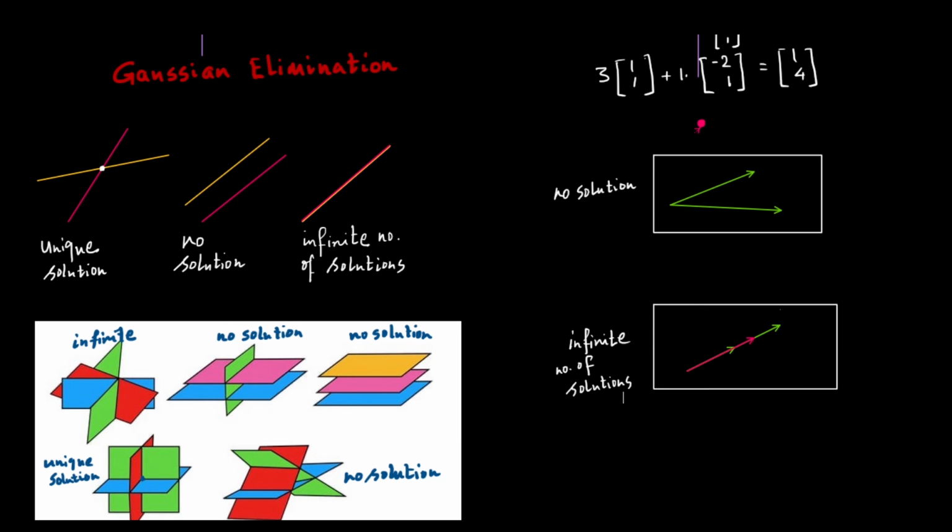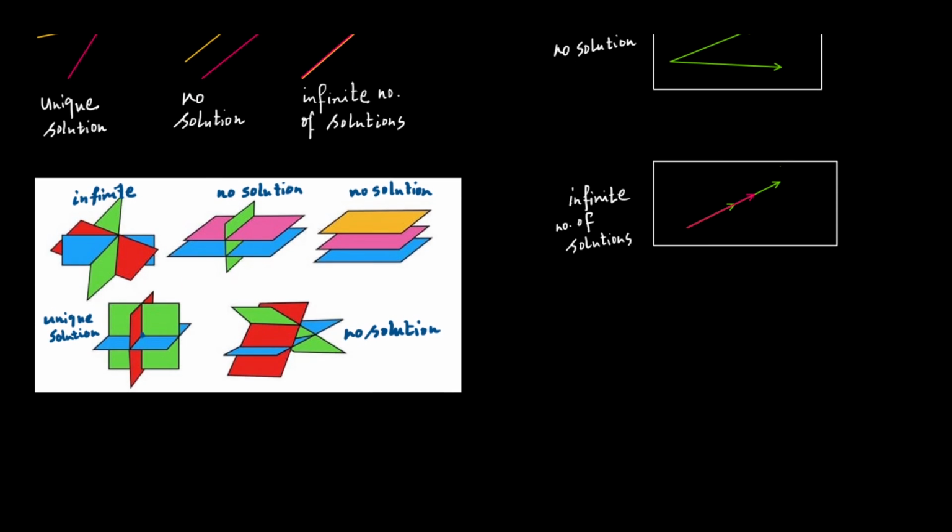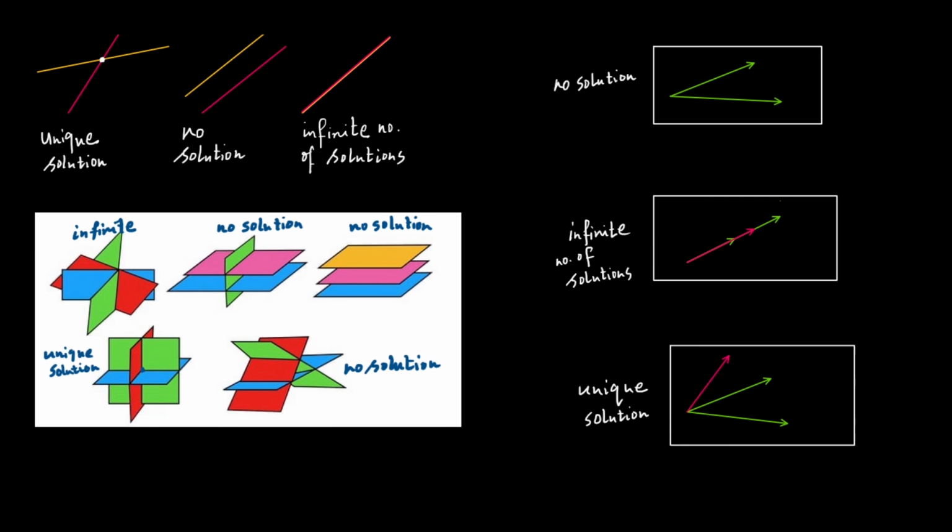And if I have 2 vectors lying in a plane and the pink vector, that means the right hand side vector, also lies in the same plane, then as discussed above, we will have a unique solution.